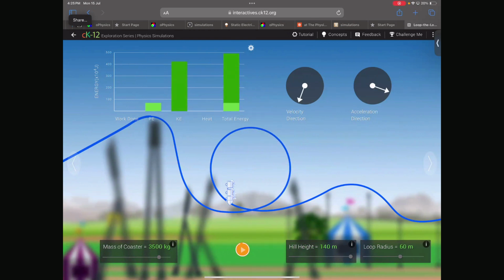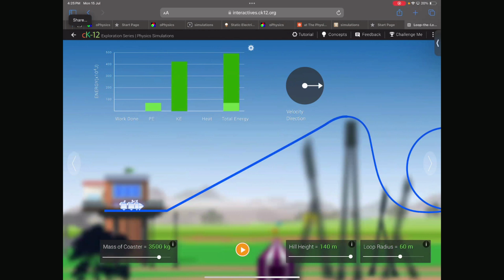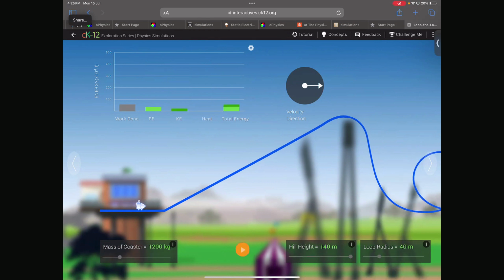Okay, so why did it fail? And that's what you're going to do right now. So the question I've given you is to figure out, does it fail or does it succeed? How can I make this succeed? What do you guys think? Lower in the mass. And what? Lower in the loop. Smaller loop.